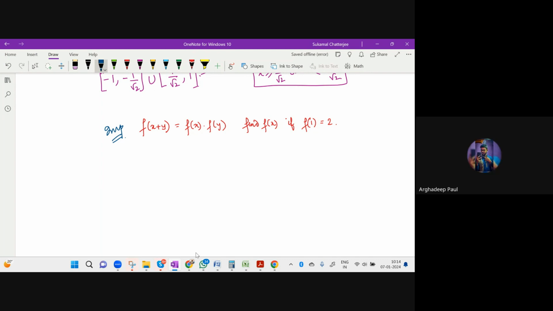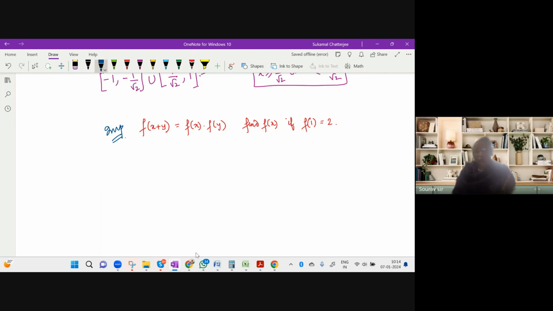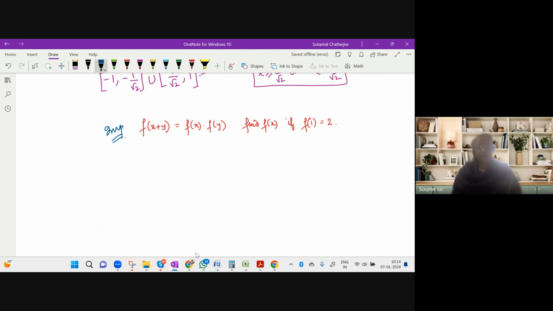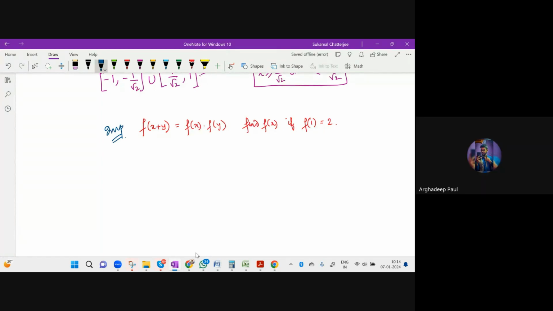Sir, I've got the answer. Yes, tell me what is the answer. Sir, 2 to the power x. 2 to the power x, correct. So tell me how you got it. Firstly, I put x equal to y equal to 0. From that, I got f of 0 equal to 1. And then I tried for f of 2. So f of 2 equal to f of 1 into f of 1, which becomes 2 into 2 equal to 4. And then f of 3 becomes f of 2 into f of 1, like 8. Continuing in this manner, we get f of x equal to 2 to the power x.